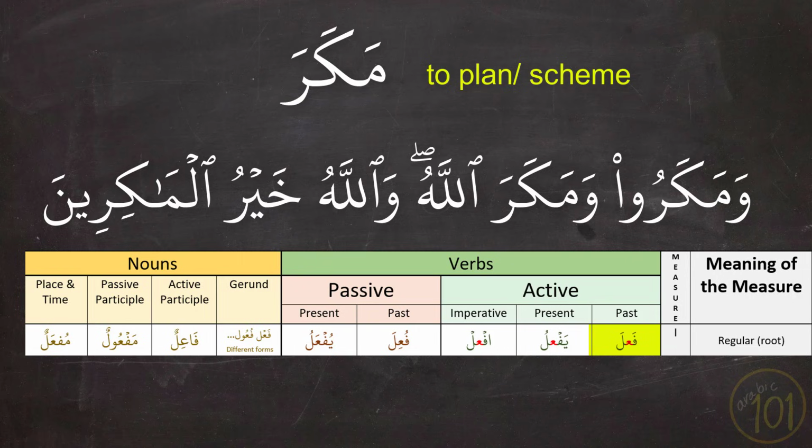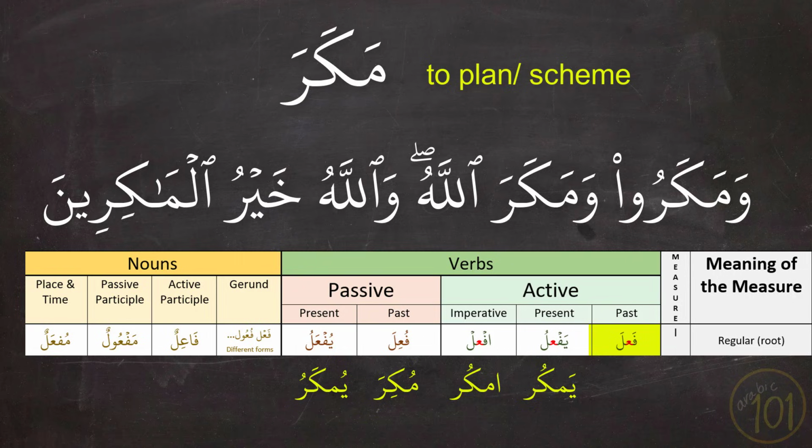So now that we know that makara belongs to measure number 1, we would then conclude that the present form is yamkur, because it has the pattern yaf'ul, which would then mean plan. And the imperative form is umkur, again with the pattern uf'ul. The past passive would then be mukira, was planned. And the present passive would then be yumkar, is planned.